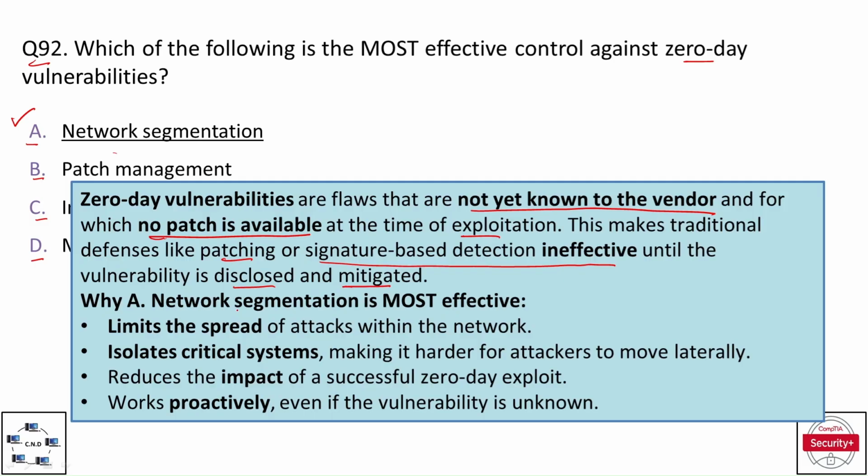So why is network segmentation most effective? It is because it limits the spread of attacks within the network. It isolates critical systems, making it harder for attackers to move laterally. It reduces the impact of a successful zero-day exploit, and it works proactively even if the vulnerability is unknown.